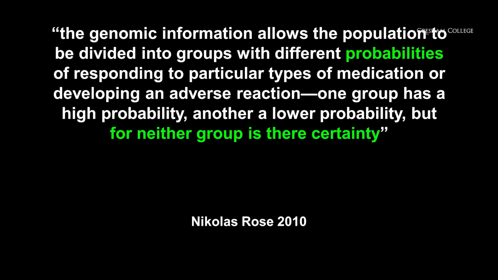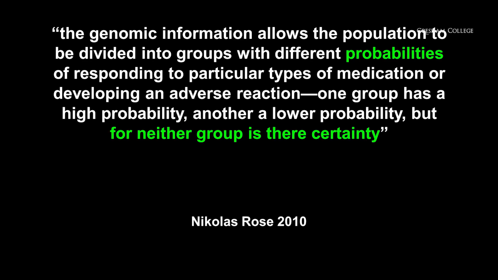Now, to go back to this point about what personalized medicine is, Nicholas Rose defined it quite clearly in terms of probability. The fact that the genomic information about a group of people can split it into groups with different probabilities that they will respond to different types of medication, different probabilities that they will get an adverse reaction. One group high, one group low, but in neither group is there complete certainty because there's always something we don't know, maybe that environmental factor.